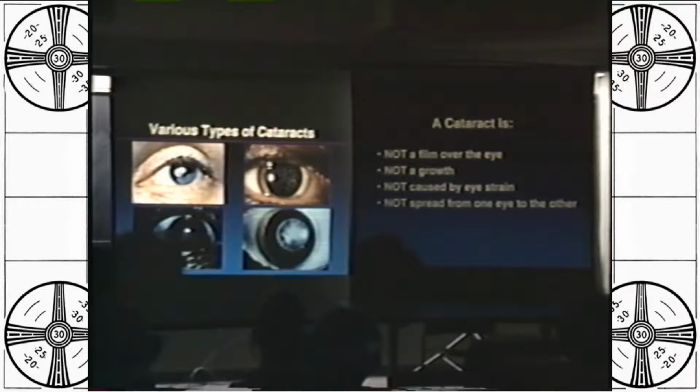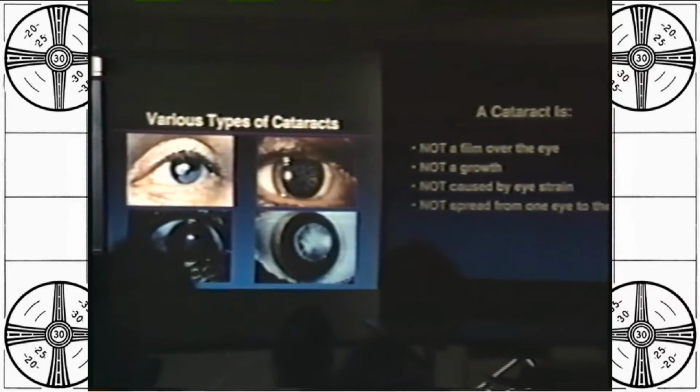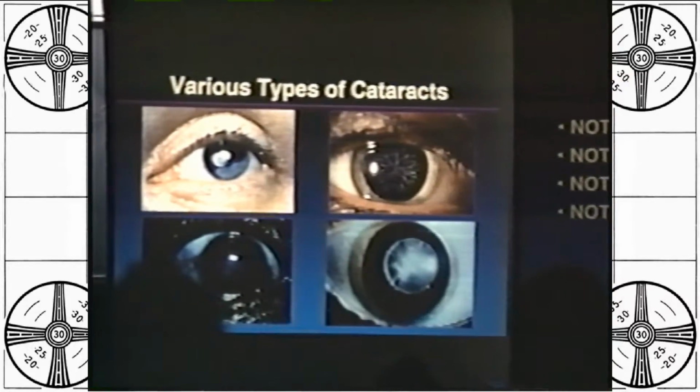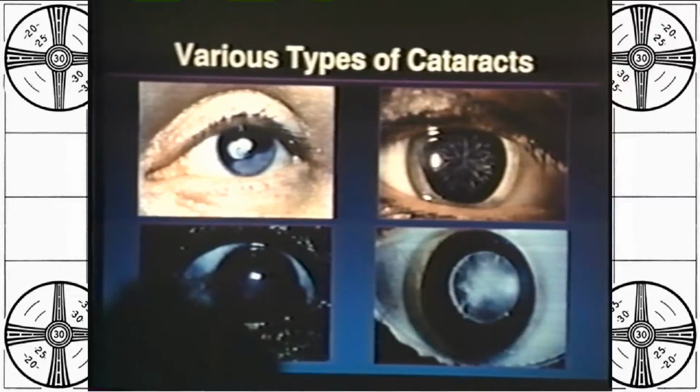So various types of cataracts form, and we just want to dispel some myths. A cataract is not a film over the eye. It's not a growth. It's not caused by eye strain, and it's not spread from one eye to the other.